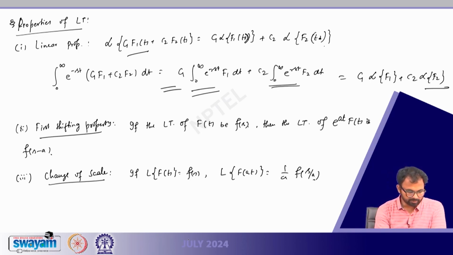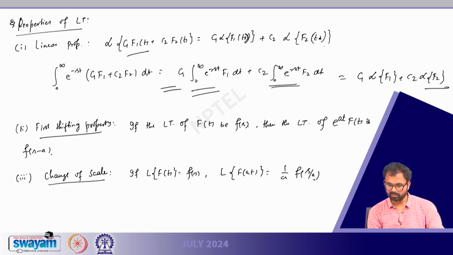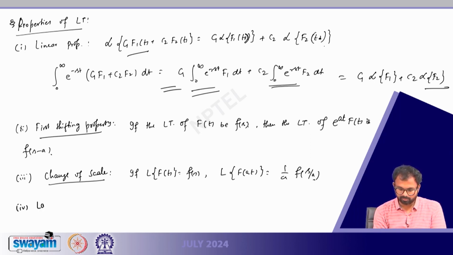Then we have something called the second shifting property, and we also have convolution. I should also state the Laplace transform of integrals. This is the last property. Then we'll continue with the Laplace transform, and the rest we will continue in the next class.